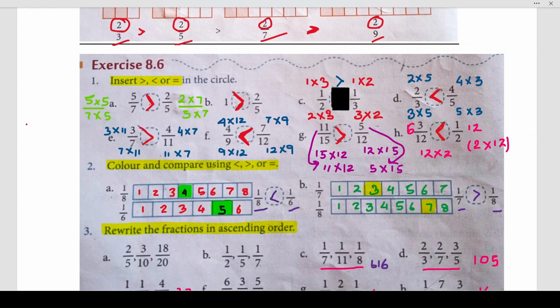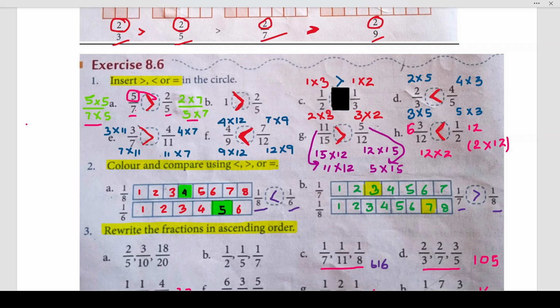So here you can see in 5 by 7 the denominator is 7 and here in 2 by 5 the denominator is 5. So we have to make both these denominators the same. If I multiply 7 with 5 I will get 35 here, and if I multiply 5 with 7 I will get 35 here. So both sides I am getting 35 and 35. Now what did I multiply with 7 to get 35? 5. So this numerator 5 should be multiplied with 5 to get 25.